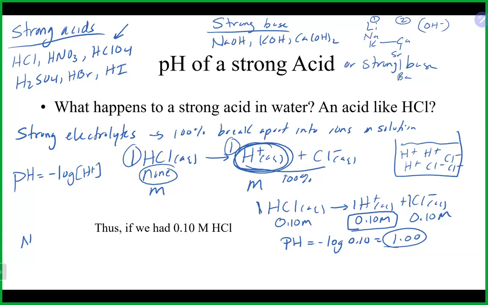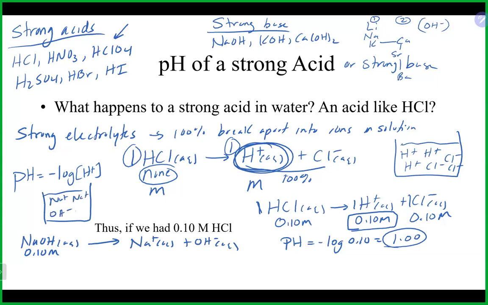Well, if you had something like sodium hydroxide, and let's just say we had the same deal, 0.1 molar sodium hydroxide, because that is a strong base, it also will 100% break apart into sodium ions and hydroxide ions. Now, in terms of the pH, there's obviously no H plus there. That's important. But here, what's important is actually the hydroxide. That will allow us to calculate not the pH, but we could calculate the pOH. And once we have the pOH, we could subtract from 14 and get the pH from it.